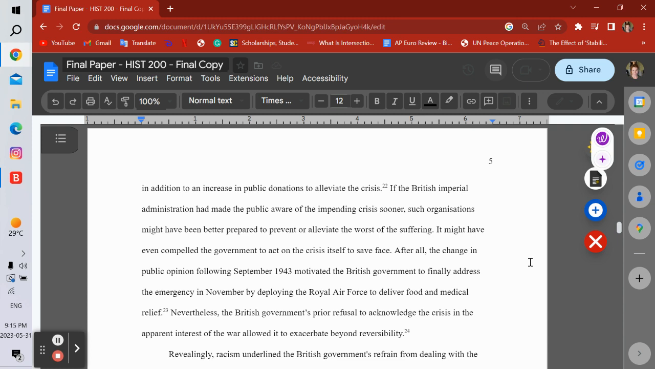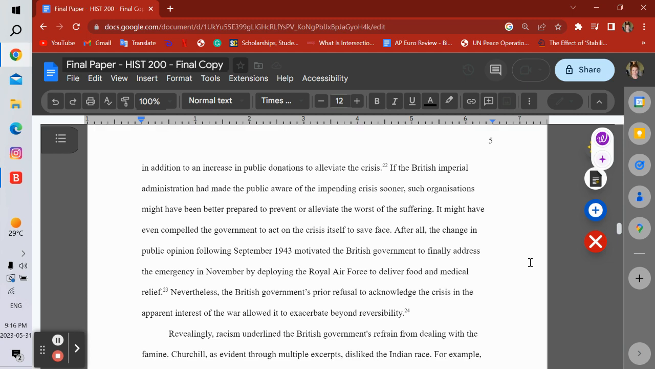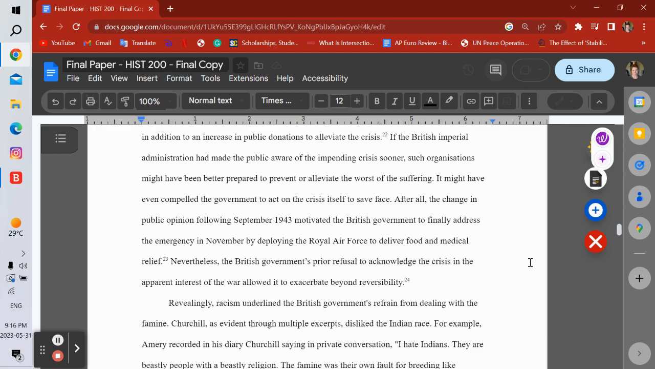Nevertheless, the British government's prior refusal to acknowledge the crisis and the apparent interest of the war allowed it to exacerbate beyond reversibility. Revealingly, racism underlined the British government's refrain when dealing with the famine.